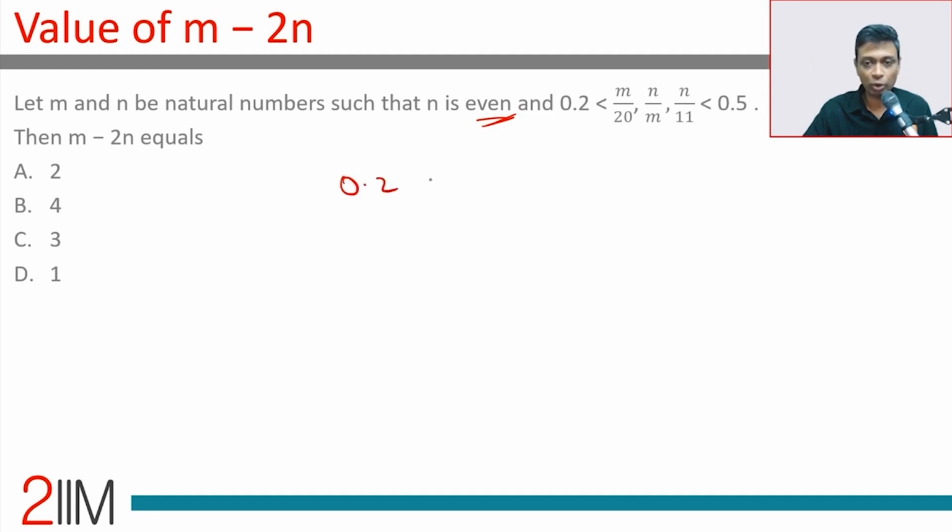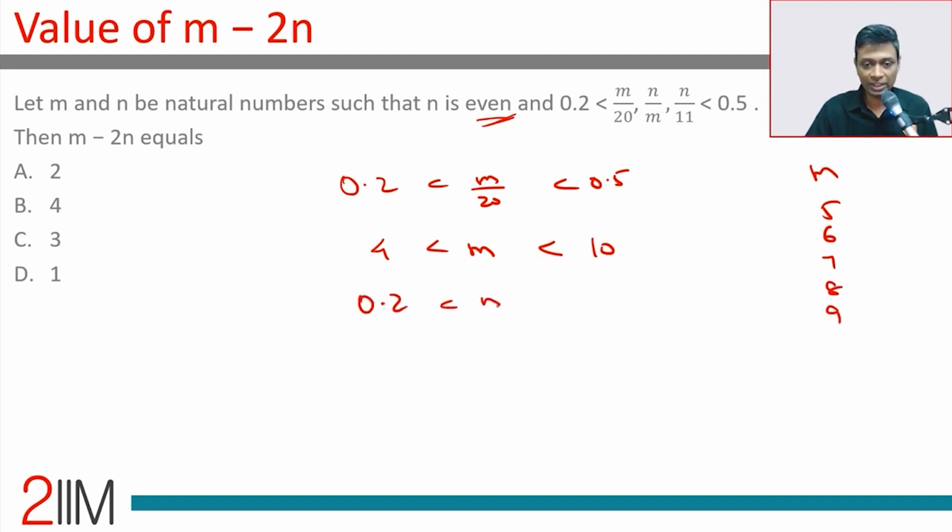M by 20. So I'm going to take each of these. 0.2 less than m by 20 less than 0.5. 0.5 is half. So we can just cross multiply. So 0.2 into 20 is 4. 4 less than m less than 10. So m can take values 5, 6, 7, 8, 9.